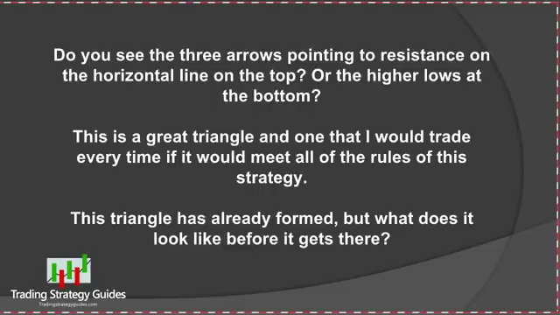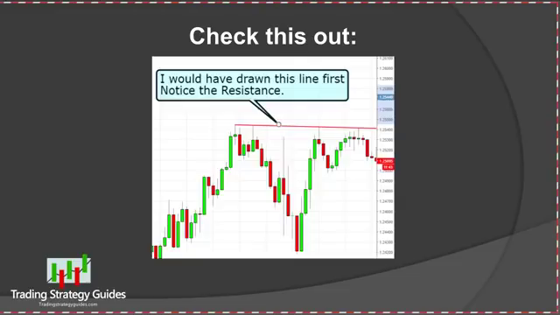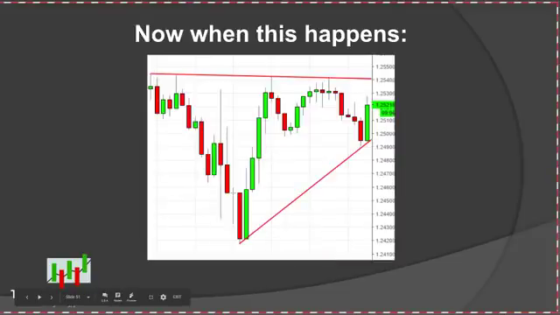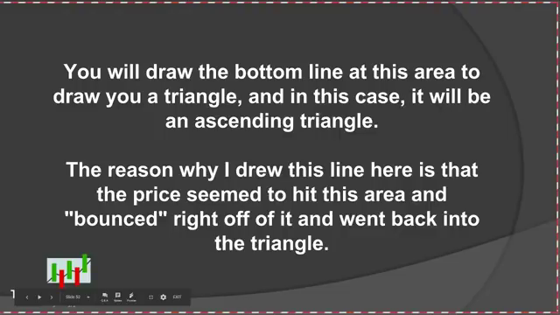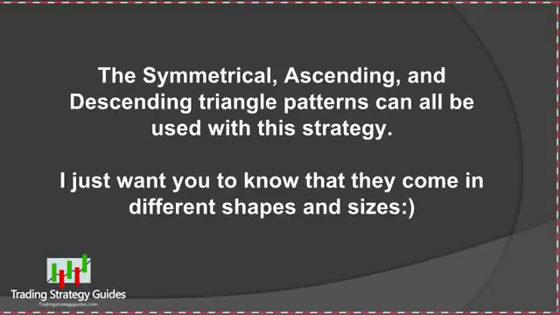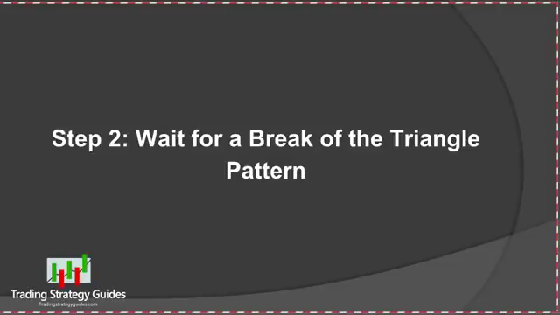This triangle's already formed, but what does it look like before it gets there? You can see you draw the resistance line, which I just showed you on the live chart, and then you draw the ascending line. That's next, and you'll draw the bottom line. Then you'll have a triangle, and in this case it'll be an ascending triangle. The reason why I drew this line here is that the price seemed to hit this area and bounced right off of it and went back into the triangle. The symmetrical, ascending and descending patterns can all be used with this strategy. And we want you to know that they come in all different shapes and sizes.